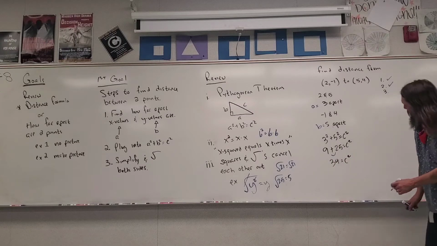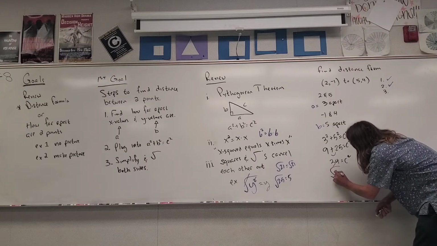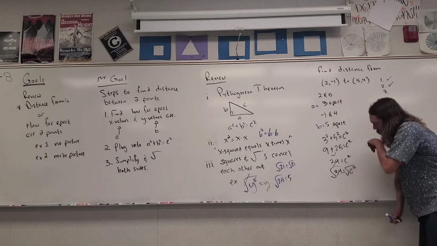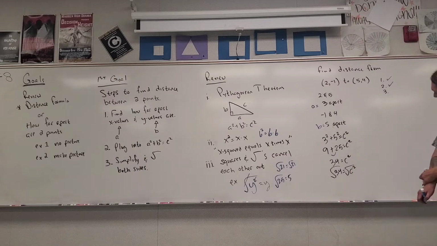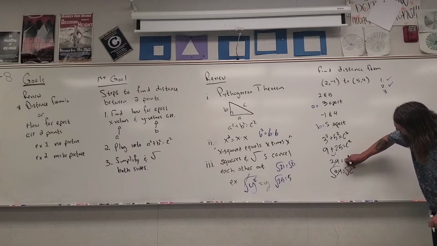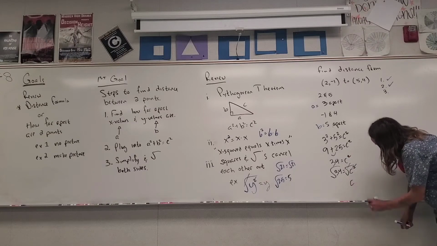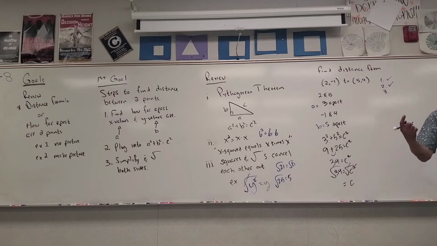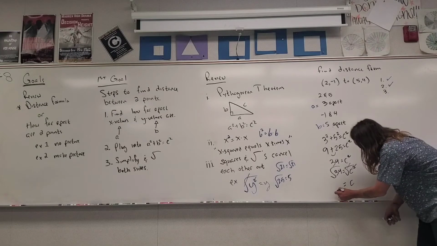All right, we're going to square root both sides. And I know that squares and square roots cancel each other out. And so I'm left with c on that side. But I don't know what the square root of 34 is, so guess what? I'm going to leave it the square root of 34.